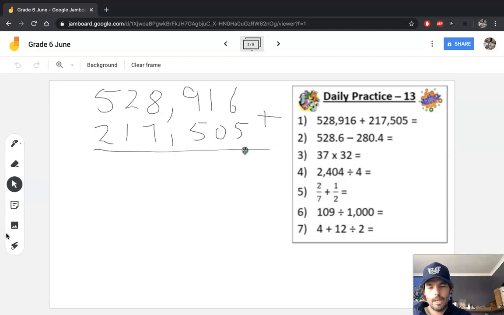6 and 5 is 11. You need to remember to carry the 1. 9 and 5 is 14. Decimal in the right place. 16, carry the 1. 746,421. Okay. Let's have a look at question number 2, which is subtraction.